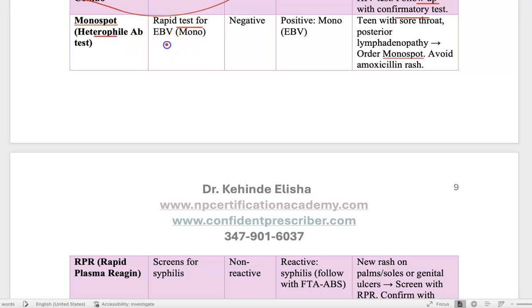Okay. Monospot, heterophile antibody test. It's a rapid test for EBV mono. We want it to be negative. Generally, if it is positive, it means they have mono. Monospot for mono. Teen with sore throat, posterior lymphadenopathy. This is generally your common scenario. You know, another name for mono is kissing disease, so you can connect that with teens too, right? So you want to order monospot.